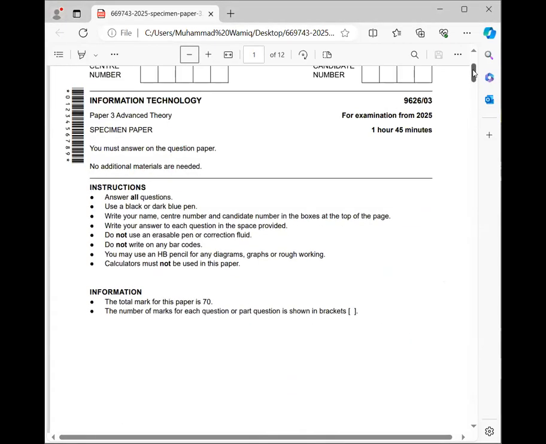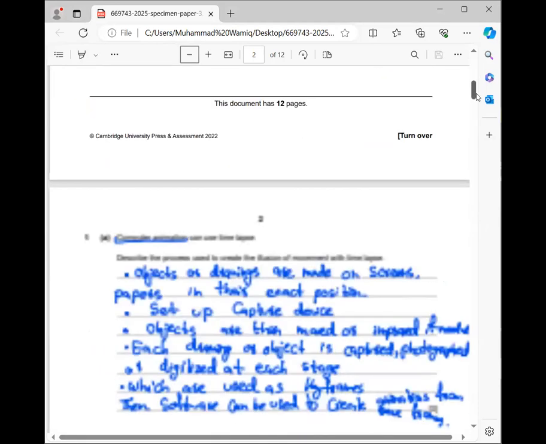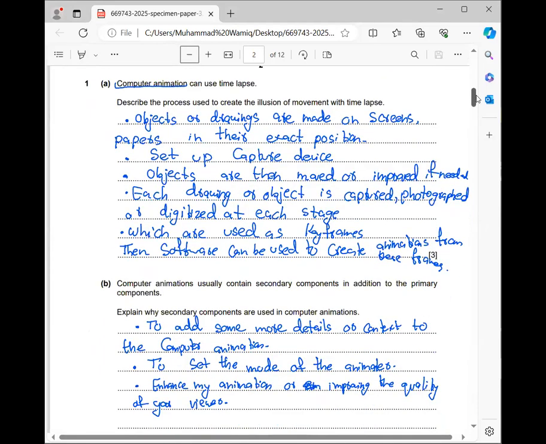So far in this paper of Specimen 2025-9626, the first question we have completed, it's regarding the computer animation, that how it makes a time lapse. I have discussed with you that it creates a drawing, it creates objects, then we have capture devices. Along with those capture devices, they are digitized at each stage. Then software is used to create animation when they are going to combine all of them and put together.